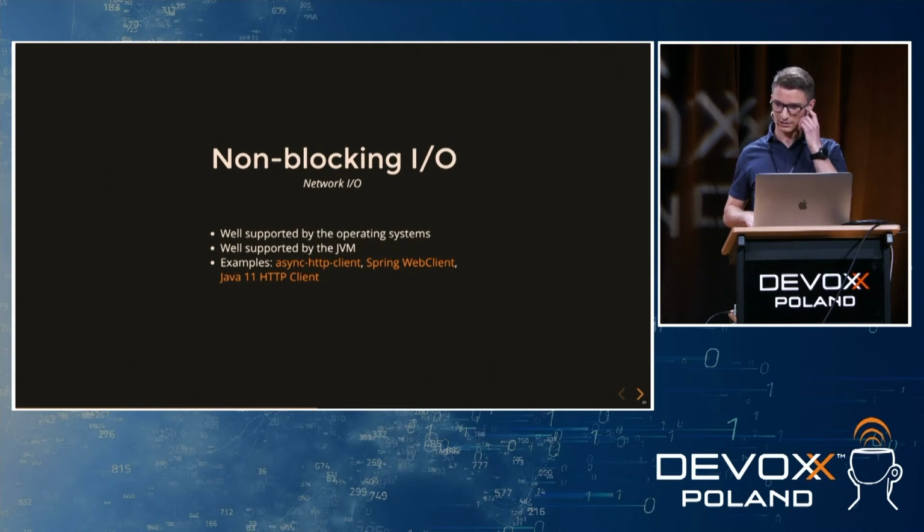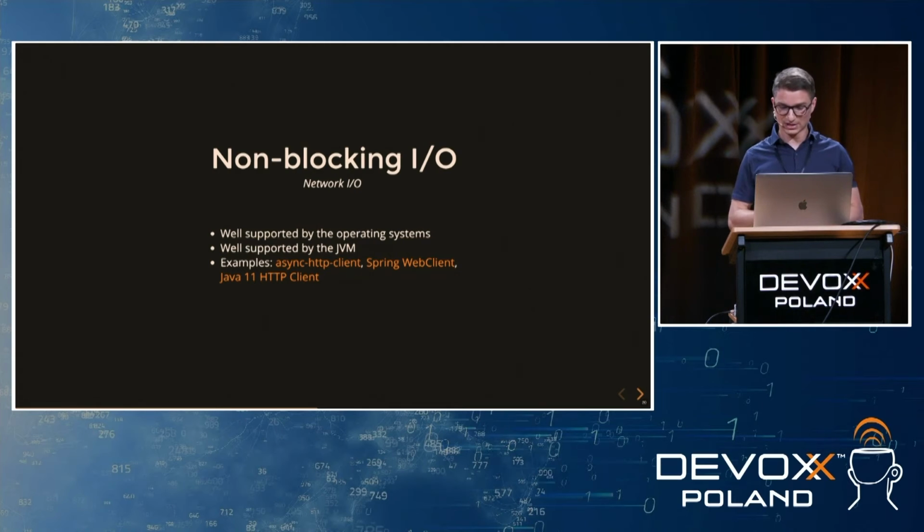And let's look at concrete types of communication we can have in our application and the non-blocking API possibilities here. When it comes to network calls, we usually don't have a problem with performing them in a non-blocking manner. Because A, they are supported well on the operating system, B, they are supported well on the JVM, and C, we already have many implementations of such non-blocking HTTP clients on the JVM.